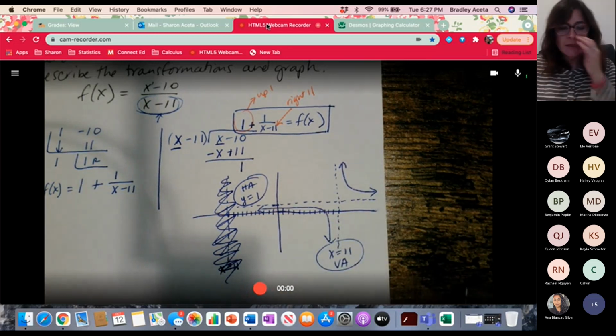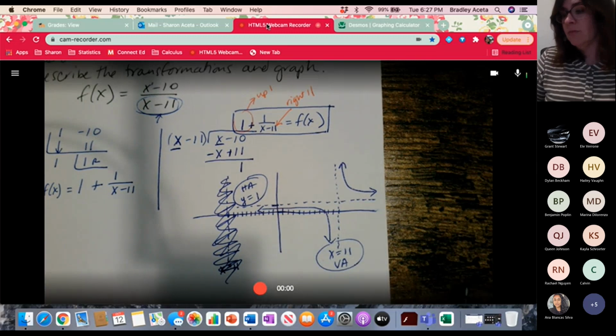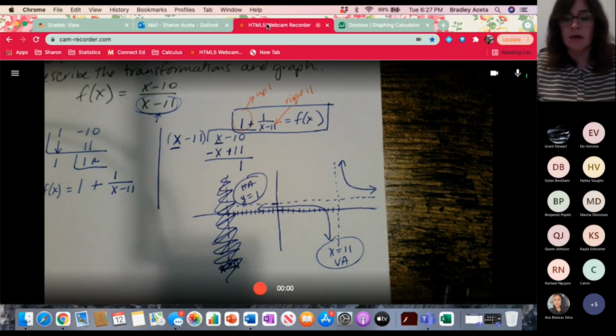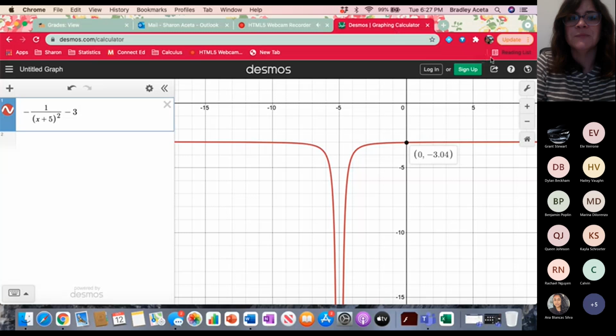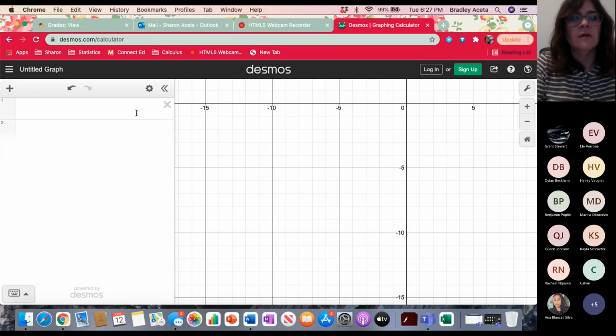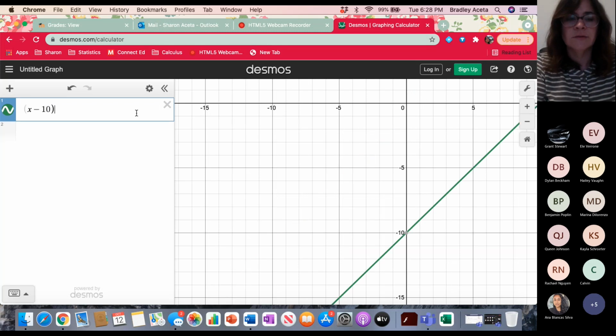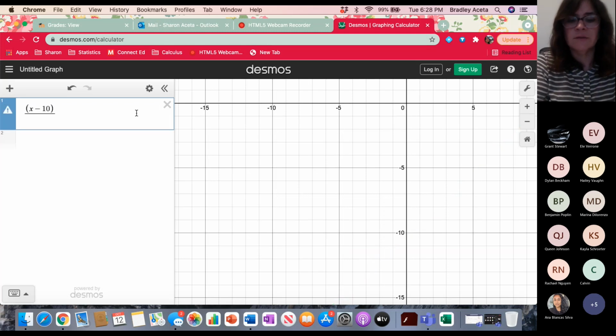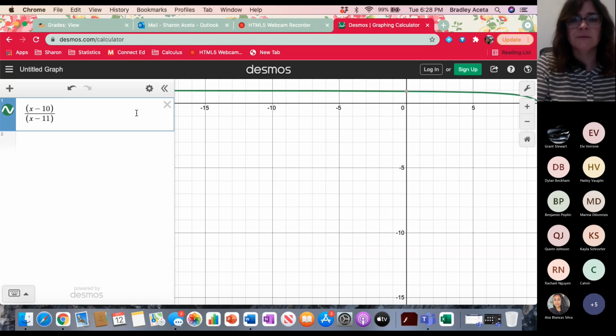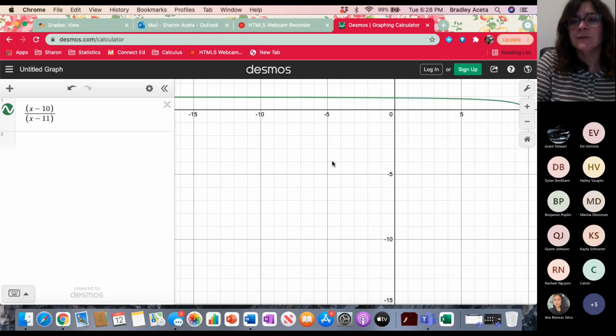And I would have caught on because, again, you're more than welcome to use the calculator or Desmos. So if I put this in my calculator, put the original function in. Let's see, let's put what the original function was. It was x minus 10. I'm going to put it in parentheses, divided by x minus 11. I'm a little zoomed in right here.